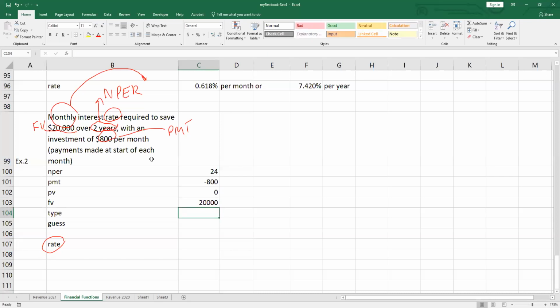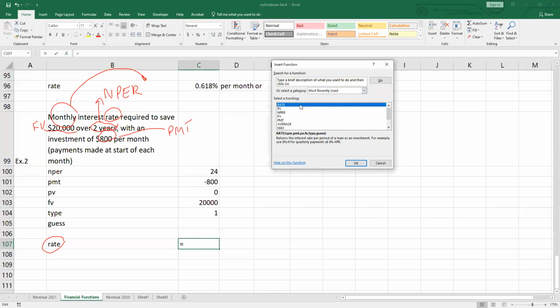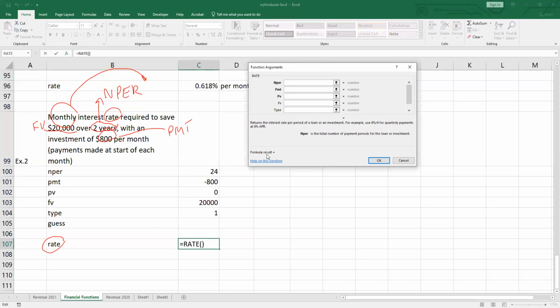Type: you pay at the start of each month. What is the value of the type that we have to put? Someone said zero, someone said one. Start of each month, it must be one. The guess I just leave like that, I omit this value. And then we start calculating our interest rate.